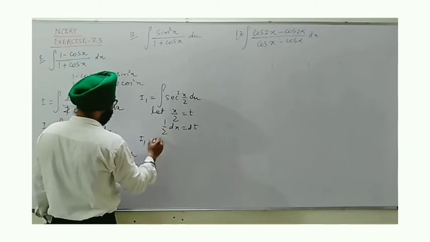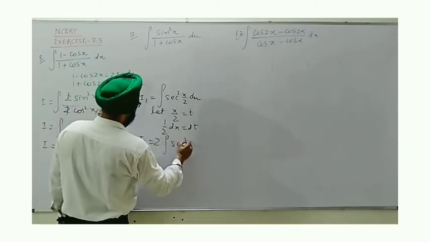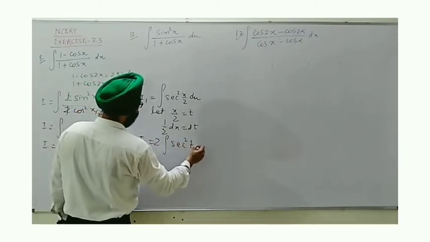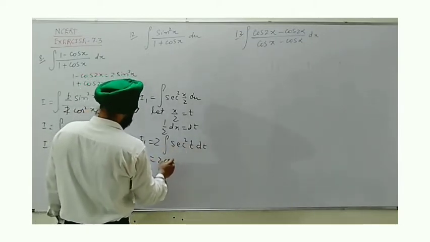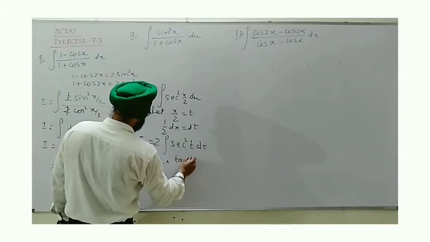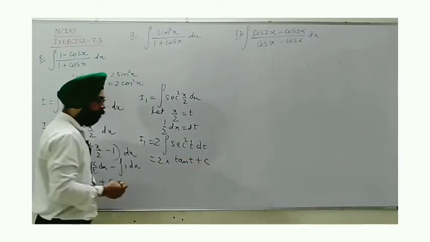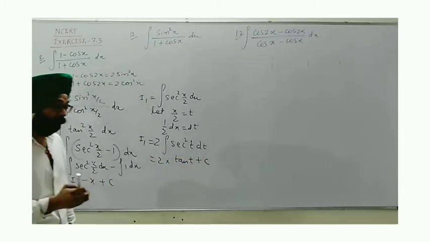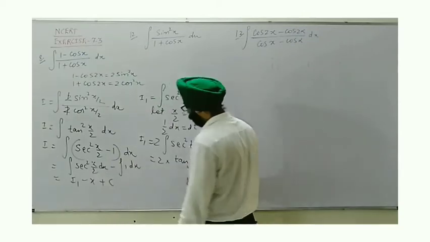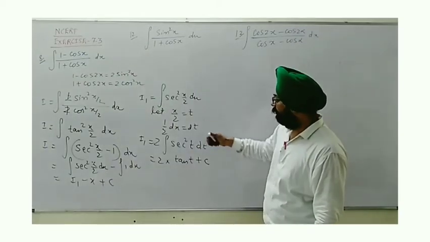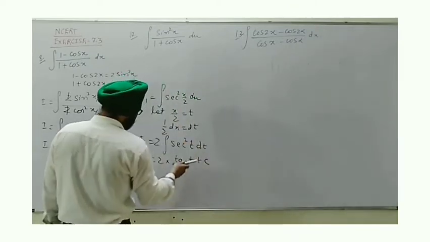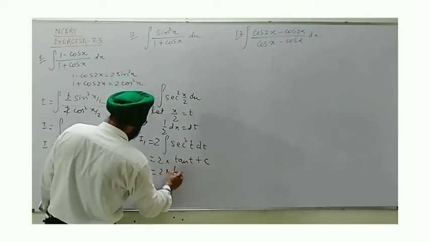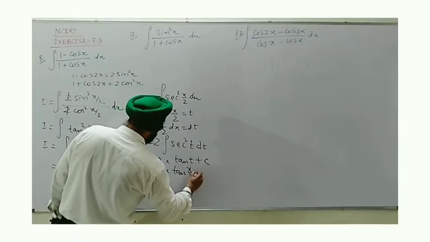Then I1 can be written as twice sec square t dt, and the integration of sec square t is tan t plus c. Again I will say, if you want to do this directly, it is easy. If you practice, the integration of sec square x by 2 is tan x by 2. You see the same result we are having, tan x by 2.